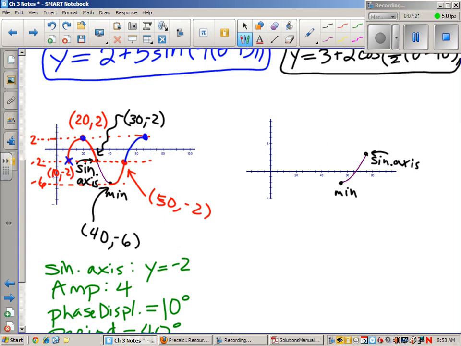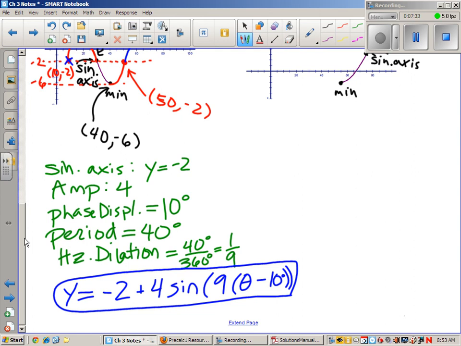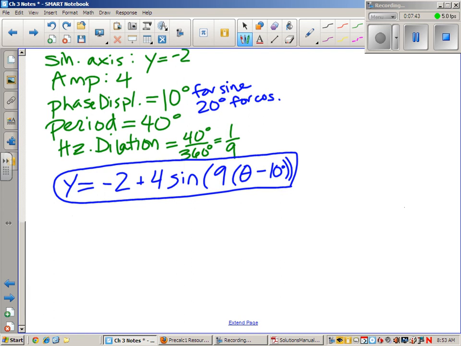Okay? It would end right there then at 60, 2, and it still would go from 20 to 60, still have a period of 40. So in this case, my phase displacement wouldn't be 10, it'd be 20. So phase displacement for sine would be 10 degrees, but 20 degrees for cosine. Okay? So if I wanted to write a cosine equation, like I said, it would look very similar.